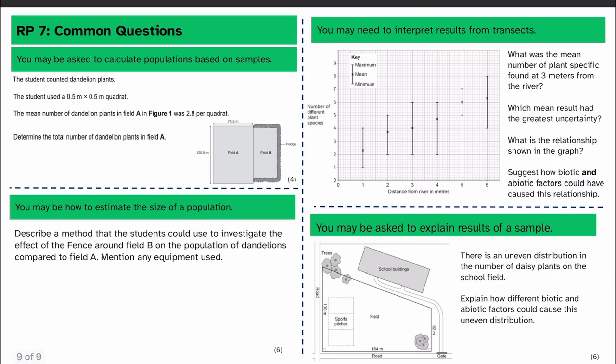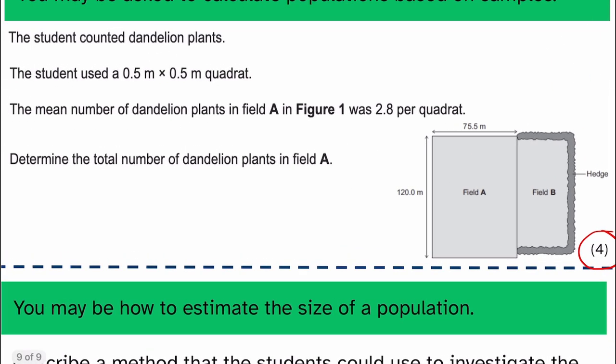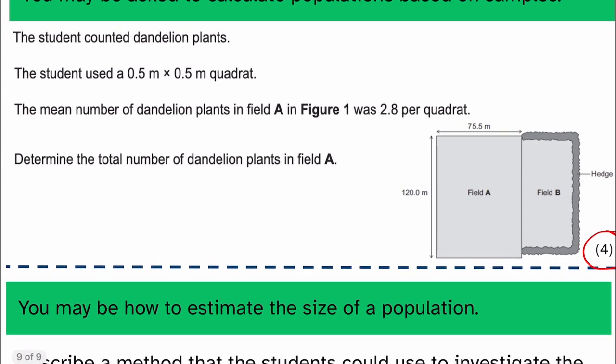All right, let's look at some common questions and then we'll have our break before we go into the paper 2 core content. So here's a common question. It's just calculating, estimating the number of dandelion plants. It's worth 4 marks. It's a calculation. There's always plenty of marks. So we have got a 0.5 by 0.5 quadrat. So you should be going, okay, 0.5 times 0.5, which means we have got a 0.25 metre squared quadrat. If you have got that on your paper somewhere, you will get a mark.